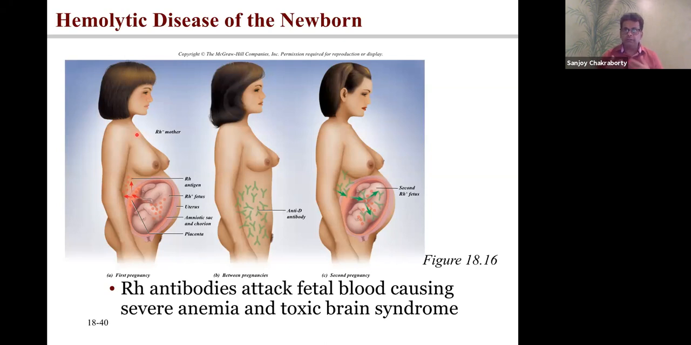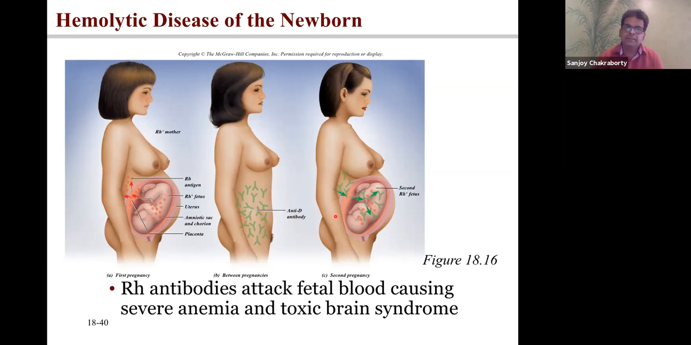Now when those Rh factors get mixed with the mother's blood, her immune system is going to make anti-Rh antibody. So when this anti-D or anti-Rh antibody, anti-D is another name for Rh, is in the mother's body, and she is pregnant for the second time, not the first pregnancy, the Rh antibody can travel across the placenta, unfortunately.